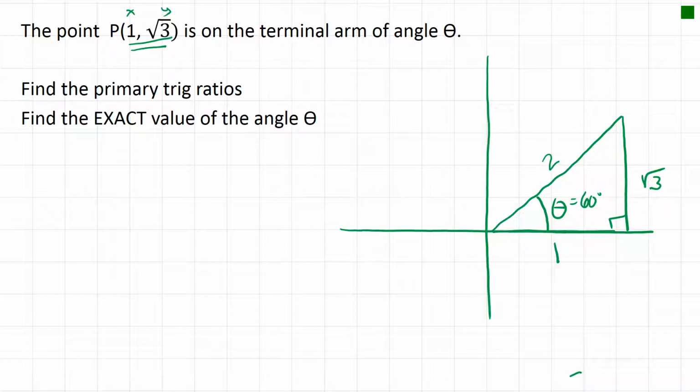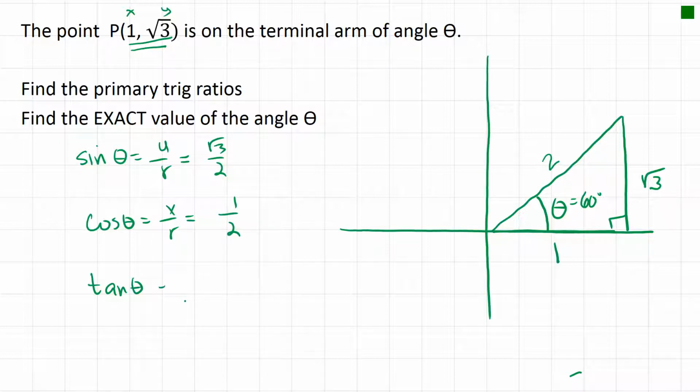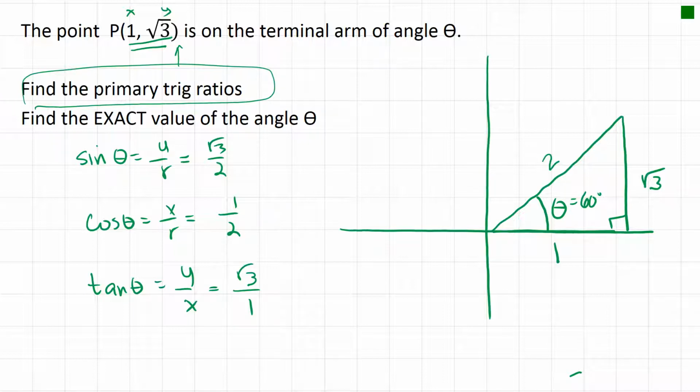So now, what are the primary trig ratios? Well, the sine of theta is y over r, which is root 3 over 2. The cosine of theta is x over r, which is 1 over 2. And the tan of theta is y over x, which is root 3 over 1. So here are the primary trig ratios based on this information. Now, what is the exact value of theta? I just saw that it is 60 degrees. So theta is 60 degrees, and I know that because I've memorized my triangle.